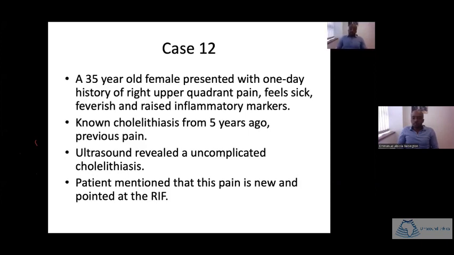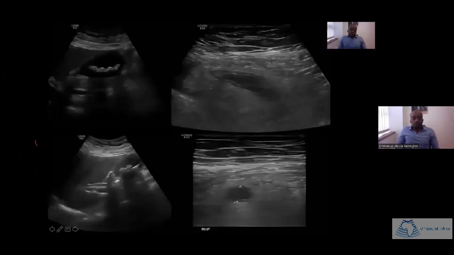So this scan was done by one of my colleagues whom I was training that afternoon. She scanned this patient and checked the gallbladder. We could see the gallstones. They didn't look like they were causing any acute problems. And you can see this image of the gallbladder, gallstone and the common bile duct there. You can see the gallstone there.